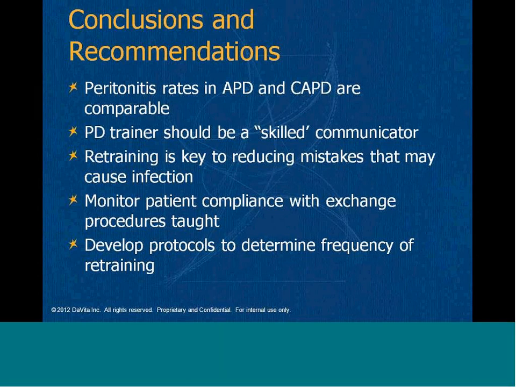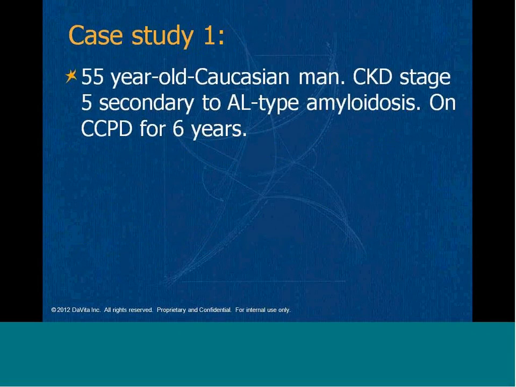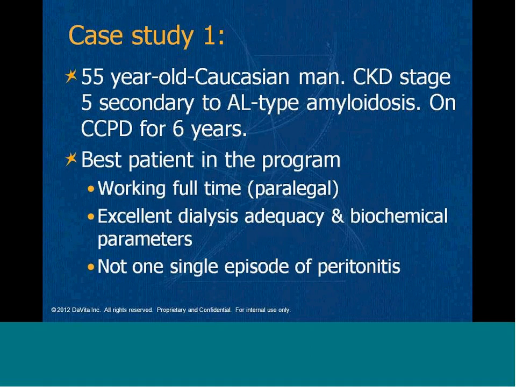What I'd like to do now is give you feedback on the two patients that I presented. I'm going to bring them up again on the screen so that you remember. The first case was a 55-year-old Caucasian man with CKD5 due to amyloidosis, on PD for 6 years. He was the best patient in the program, working with excellent accuracy, with good biochemical parameters, and not one single episode of peritonitis in 6 years.